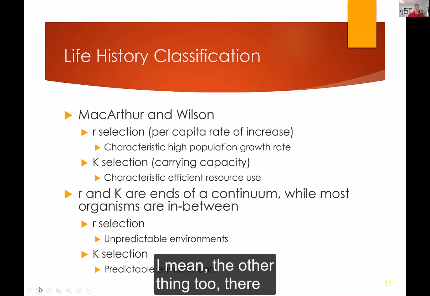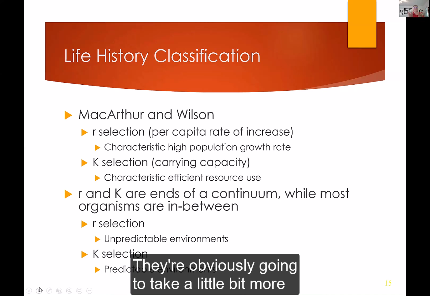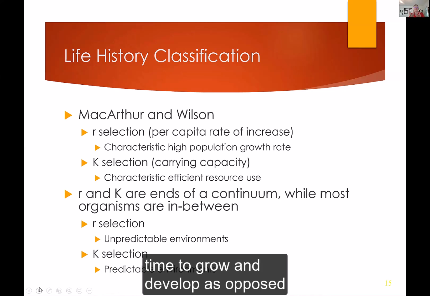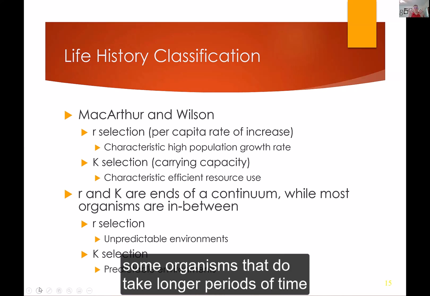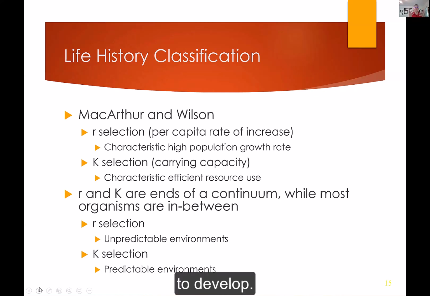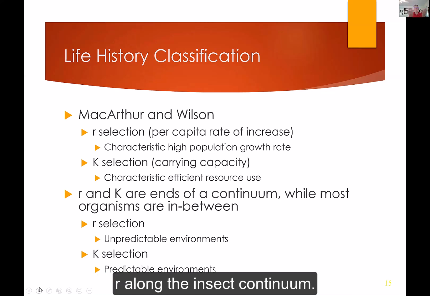I mean, the other thing too, there are some beetles that are like 6 to 9 inches in length. They're obviously going to take a little bit more time to grow and develop as opposed to something like a housefly. So even in the land of insects, right, there's some organisms that do take longer periods of time to develop. So there are some insect species that I consider more K versus R along the insect continuum, right?